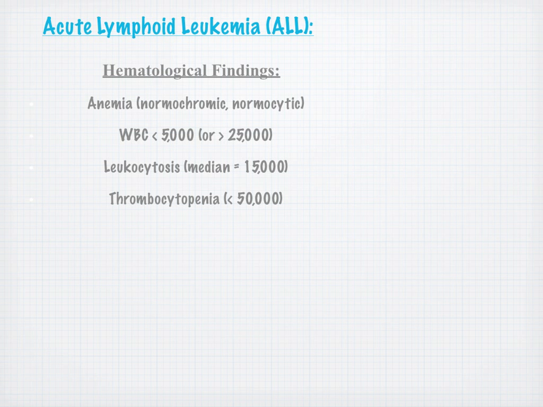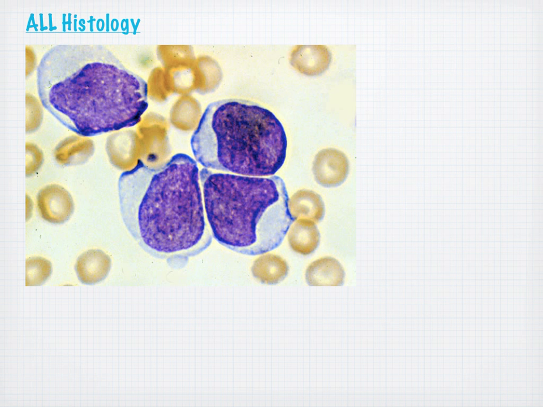Normocytic normochromic. And here's where the white blood cells are either less than 500 or greater than 25,000. Leukocytosis is the same as the previous one we talked about, and thrombocytopenia is now less. So we're going to have less than 50,000 instead of less than 100,000 that we saw on the previous one. All right, so that's the lab findings, and then there's some nice cells for us to look at.